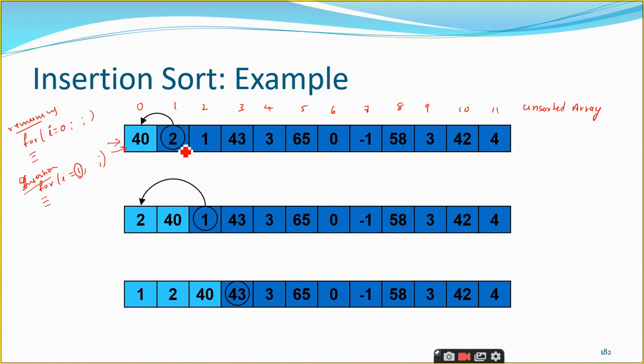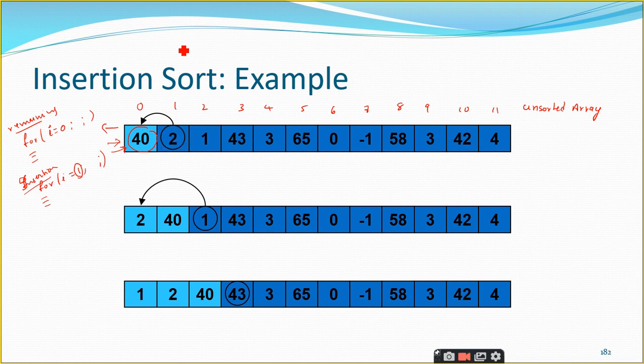You consider the A of 1 element and compare that element with the elements ahead of it. So, 2 compared with 40. Since 2 is less than 40, and there are no elements ahead of 40 to compare, what do you have to do? The correct position of 2 is this position. You have to insert it.